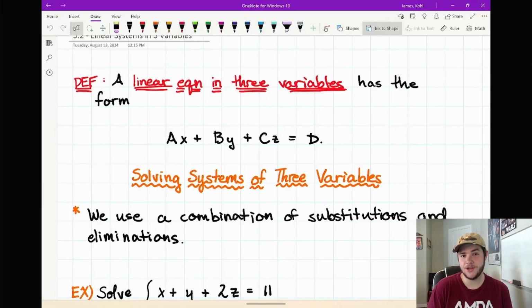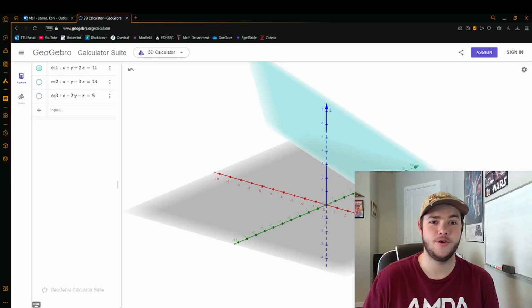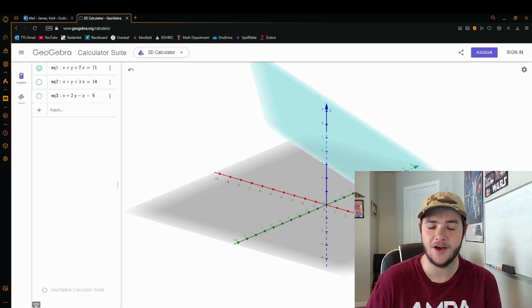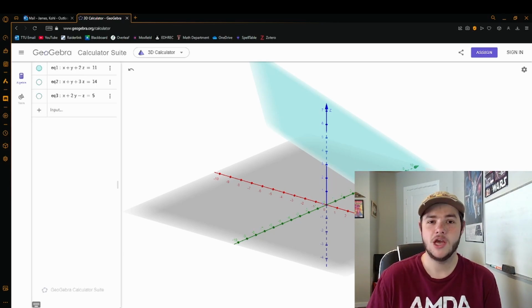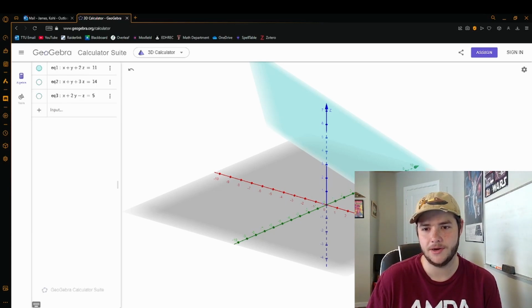A linear equation in 3 variables has the form ax plus by plus cz equals d. And the picture of this graph, now because we have 3 variables, we would need a 3-dimensional graph, looks like a plane. Let me show you a picture. Now, you will not be responsible for graphing anything in 3D. In fact, we don't even typically talk about this until Calculus 3 or multivariable calculus. So don't worry about this part. This is more just so that we can all kind of see what's going on under the hood here.